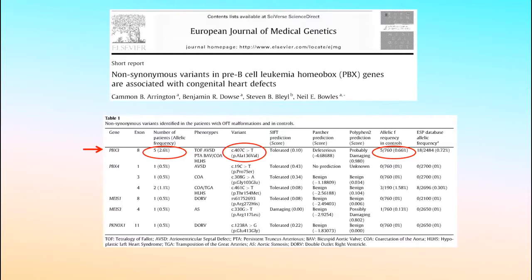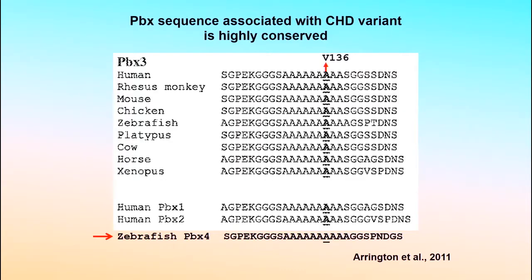Including one particular variant in the human Pbx3 gene. It's a C to T, or alanine to valine change. It was found in a higher frequency of their patients than in controls, and it's predicted to be deleterious to the structure and function of Pbx3. In particular, this variant is found in a very highly conserved alanine stretch, not only in the Pbx3 gene, but also in other Pbx proteins. And so we thought that we could use genome editing to test whether this alanine to valine change found in human Pbx3 could contribute or be causative of heart defects, and could test this function in zebrafish.